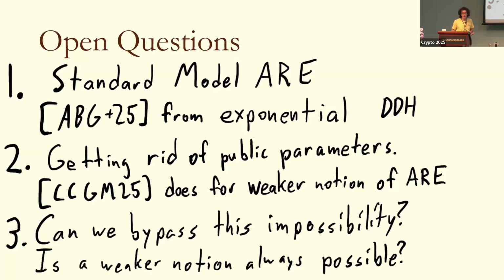The second question is whether you can get rid of the public parameters. I think the next talk will talk about a protocol that does not have public parameters, but for a slightly weaker notion of anamorphic resistant encryption. And finally, the most important question is, can we bypass this impossibility? It would be really nice if some weaker notion of anamorphic encryption would be possible always. I'm not sure exactly how to define it, but this is, I guess, up to you all.